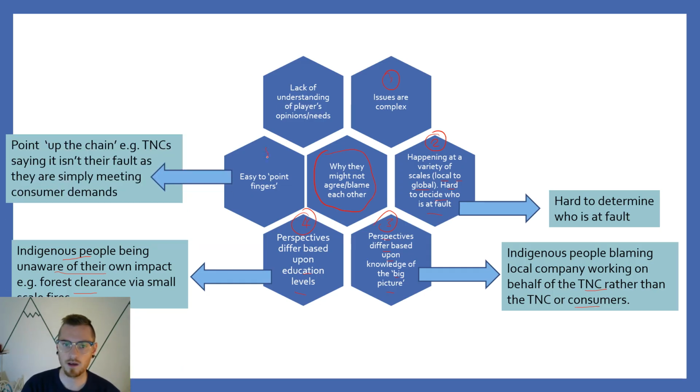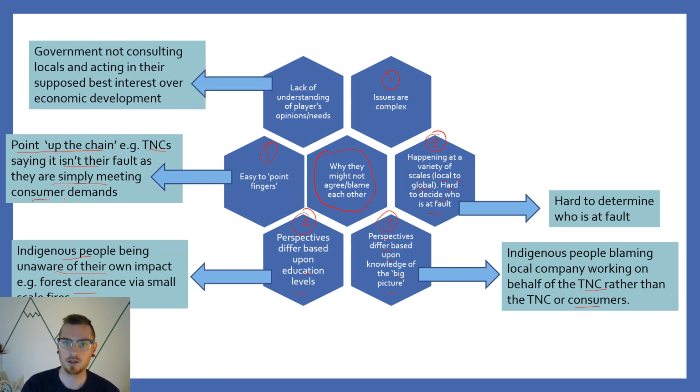Fifth one, should be quite comfortable with this. Humans are quite happy to point fingers in life, okay, rather than taking ownership. And you can use this as a point. So the players might point up the chain. So TNCs may not take ownership and say it's not their fault because they are simply meeting consumer demands, pointing up the chain.